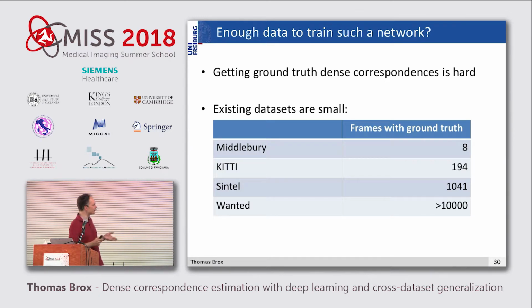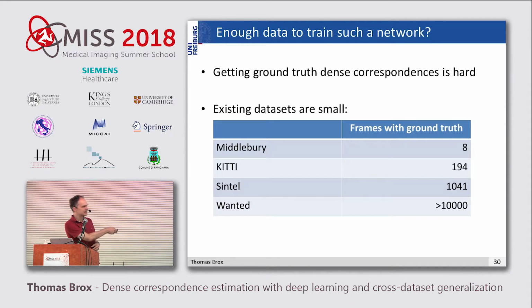And correspondingly there are also very few data sets available. There's the Middlebury data set for optical flow estimation, where they put a lot of effort into getting ground truths for real images with some fluorescent markers and so on at high resolution. They produced 8 frames with ground truths. This is definitely not enough to train a deep network of the size that I've just shown.